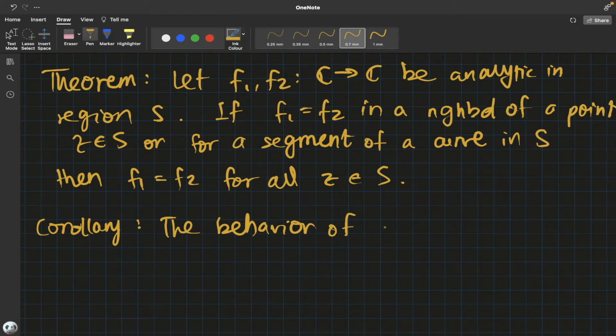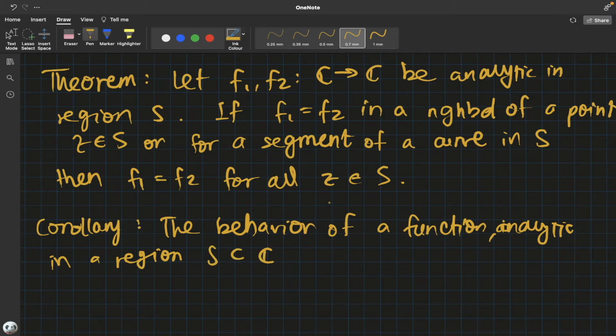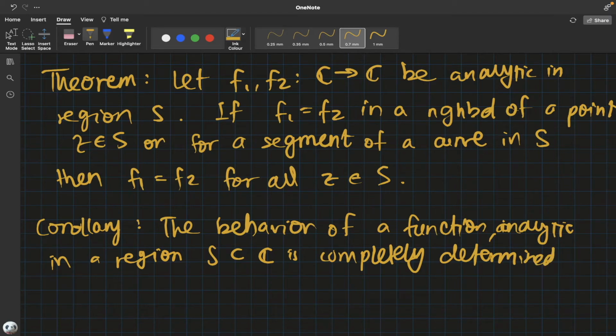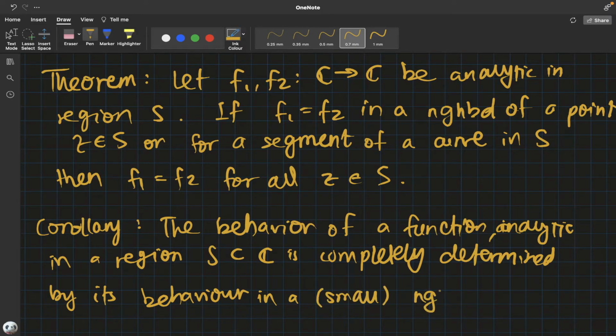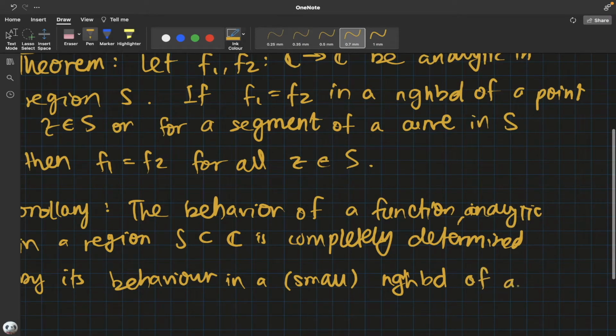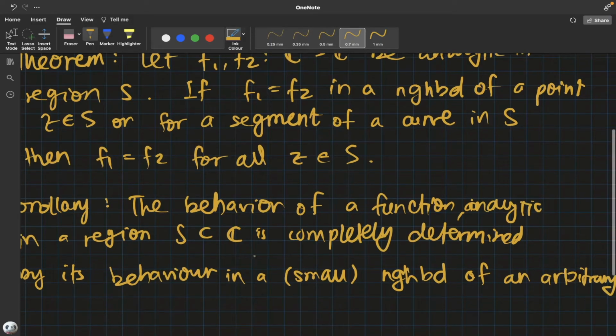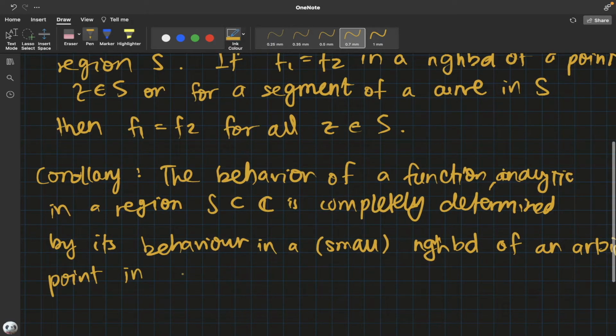The behavior of a function that's analytic in a region S is completely determined by its behavior in a small neighborhood of an arbitrary point in that region. Well, this says nothing. I need examples.